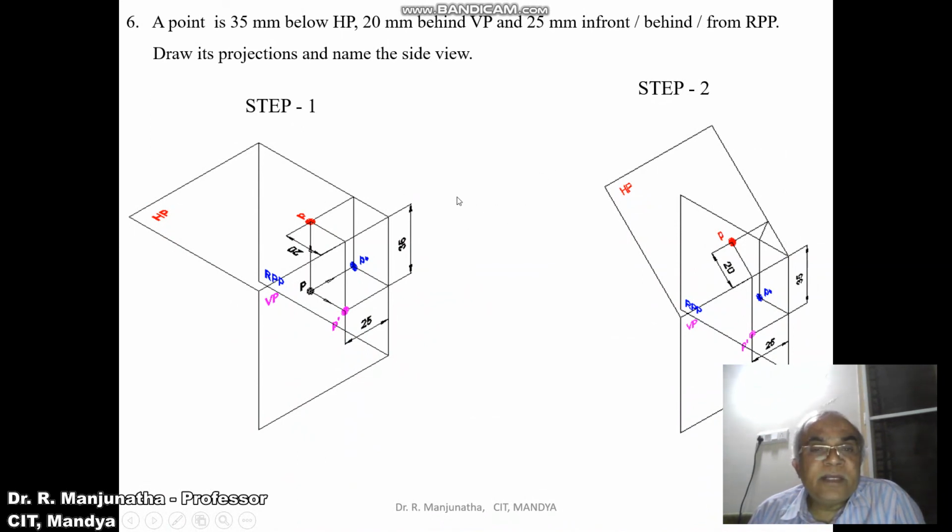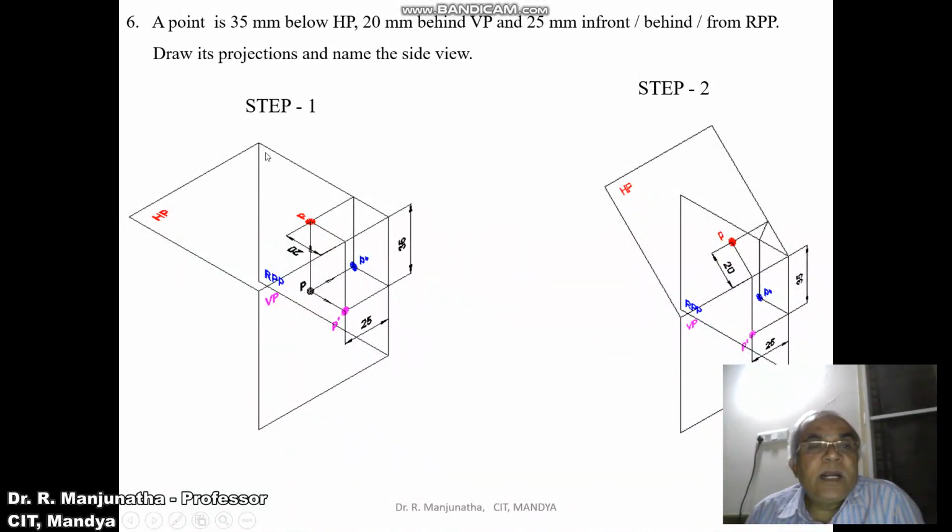But when you look from the right side view, we can see the distance below HP, that is this distance, which is 35 mm. And also we can see the distance behind VP, which is equal to 20 mm. So that distance can be seen here. So when you look from the right side view, both the front view and the top view are going to be on the same line, and that means here in the side view we can see this is behind VP and this is below HP. So the distances of both the front view and the top view can be seen.